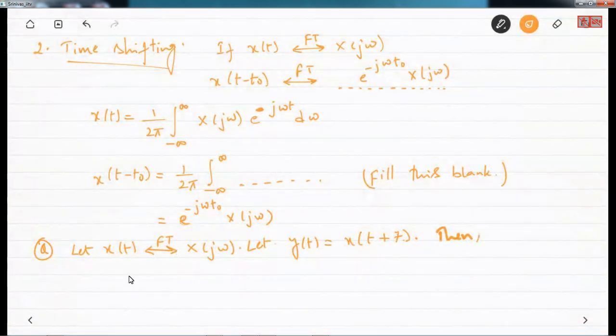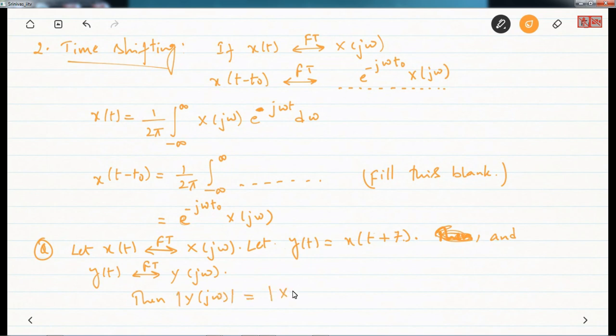Then let the Fourier transform of y of t be Y of j omega. Then the magnitude of Y of j omega is equal to the magnitude of X of j omega. So find out about this.